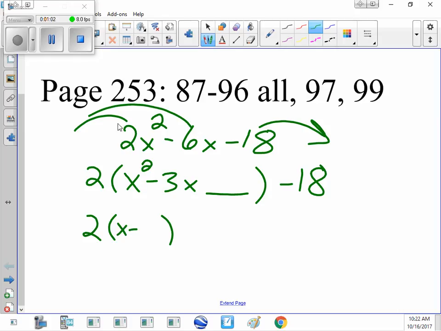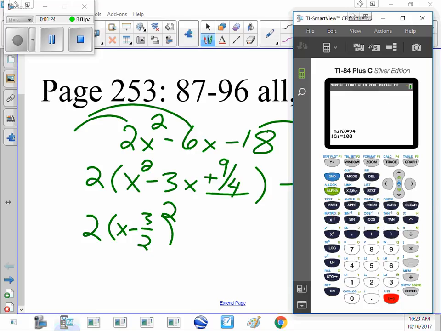X minus 3 over 2, and we square that, so we need to add 9 over 4, but it's not really 9 over 4. It's 2 times bigger than 9 over 4, which is 18 over 4. So I'm going to subtract 18 over 4 out here. So negative 18 minus 18 over 4, and I get negative 45 over 2.